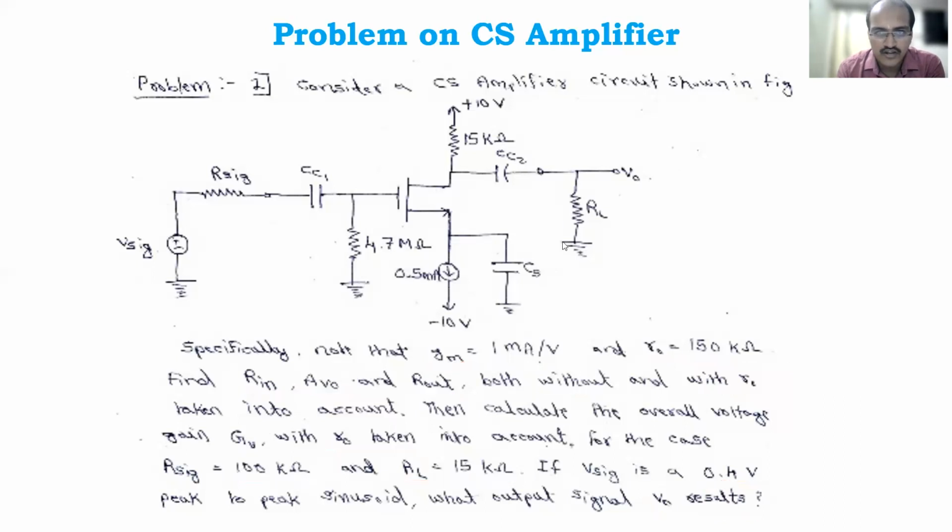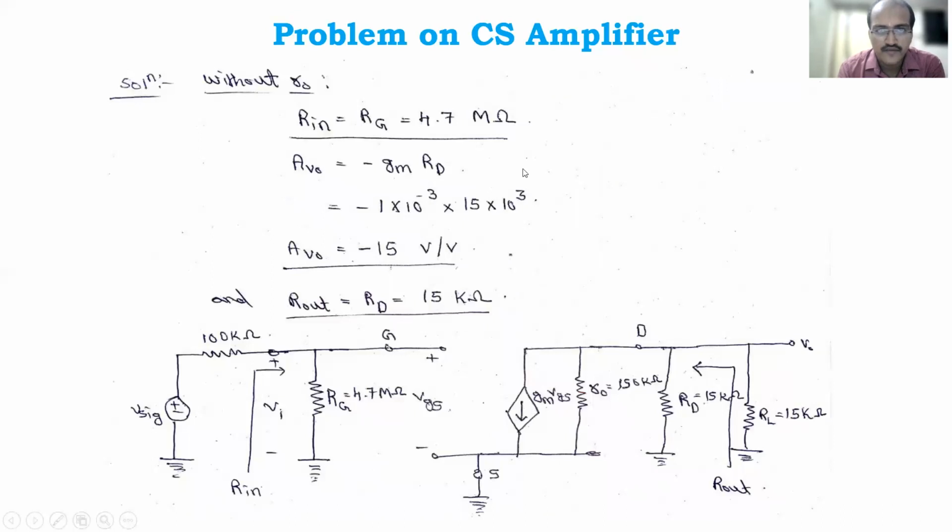First we'll write the model of this. You have already done that. I have written the model down here. First look at the model. V signal is there and R signal is replaced by the value 100 kilo ohm. RG is equal to 4.7 mega ohm. And this is the VGS. This is the MOSFET model.